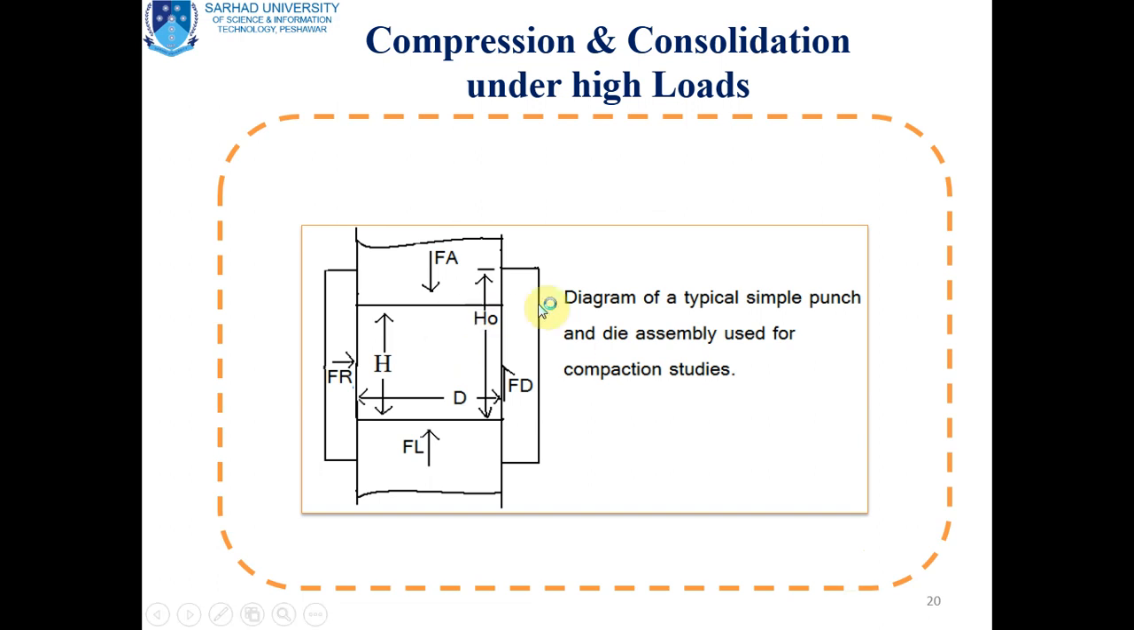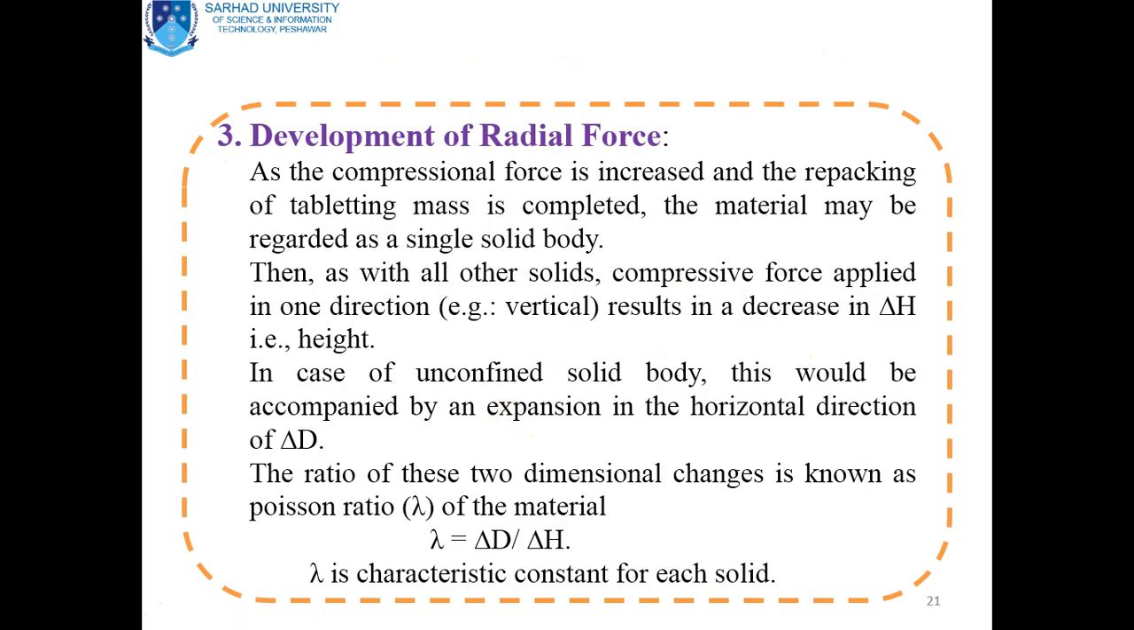You can see in the diagram a typical single punch compression machine and die assembly used for compaction studies, and the different forces, that is FA, FR, FL, FD, as well as H naught, H and D, are shown in this figure.